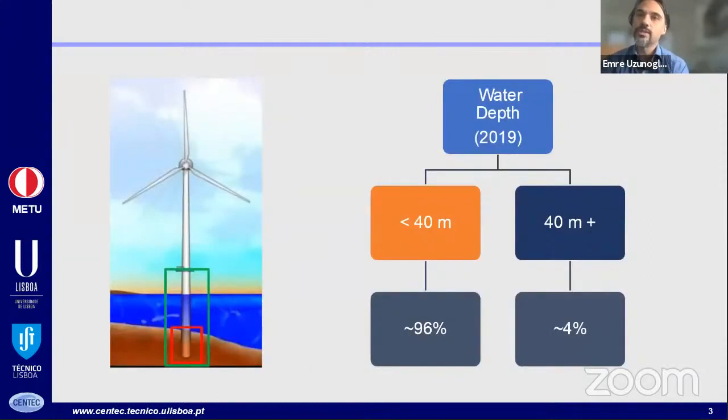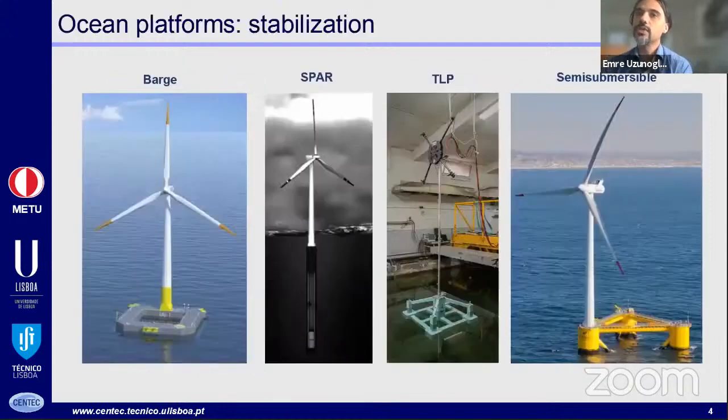Up to 40 meters, what we can do is to use fixed bottom platforms. When you look at fixed bottom platforms, you see that up to 96% of them are installed in waters up to 40 meters. When you go past 40 meters, there's only 4% of the installations. Why is this? This is because it becomes not economical to go past 40 meters with fixed bottom platforms. When you go past this number, what you start considering is floating platforms.